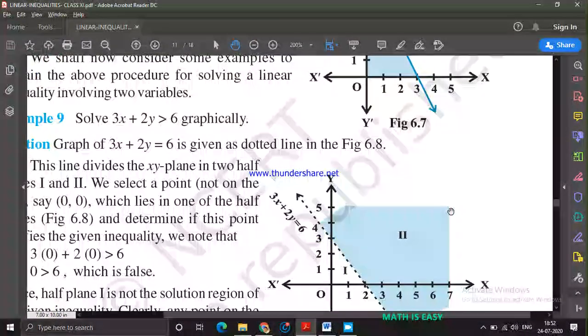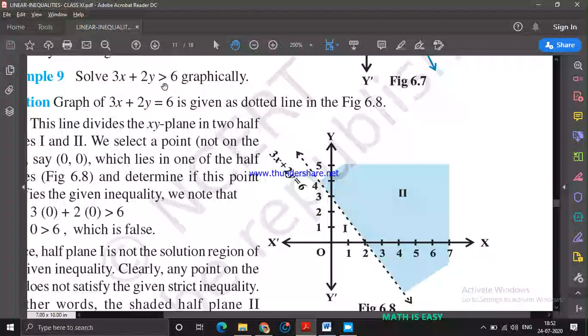Next question is 3x plus 2y is greater than 6. Here there is no restriction on x and y. Greater than is there, the equal sign is not there. That's why the line is represented using a dotted line. This dotted line will represent 3x plus 2y equals 6. Now greater than is there, so you can take either a point here in part 1 or a point in part 2.